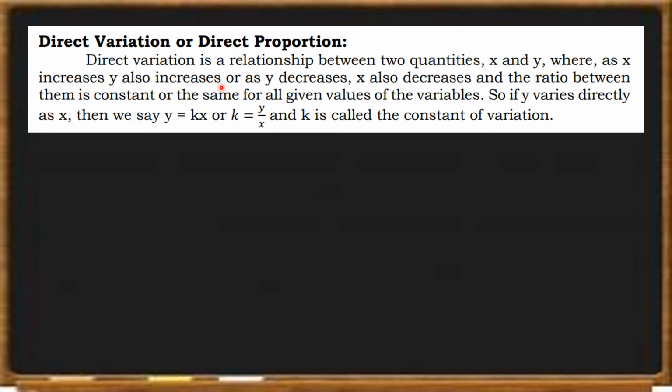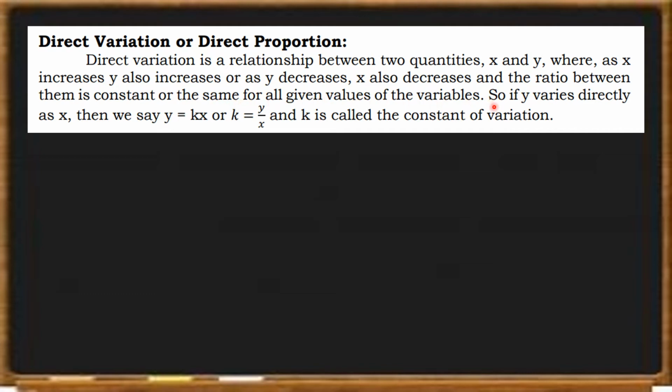So they are both increasing. Or as y decreases, x also decreases. So they can be both decreasing. And the ratio between them is constant. So when we say ratio, divide the two, the x and y, you'll get the value of k. Or the same for all given values of the variables.